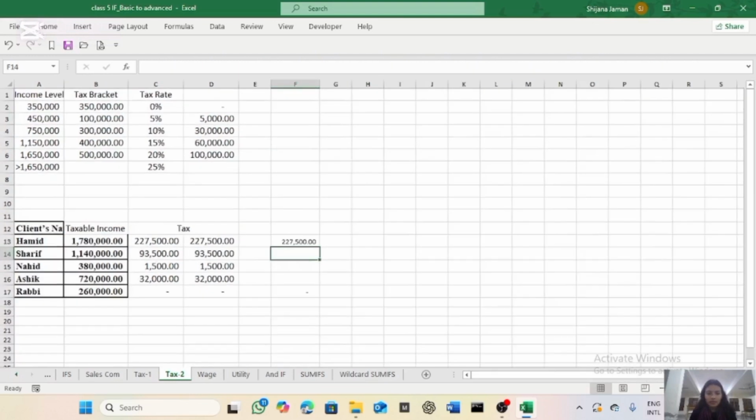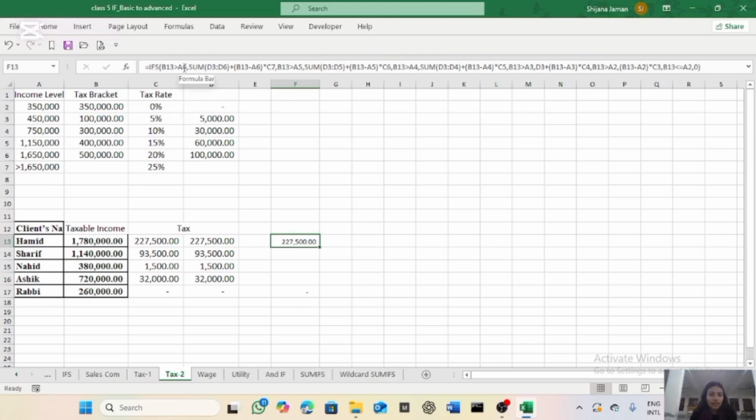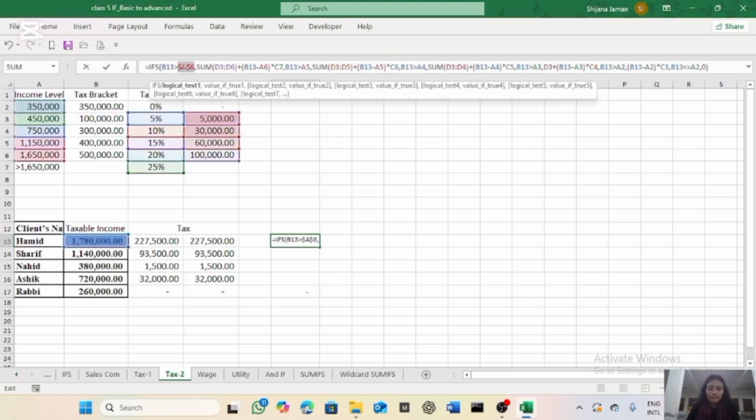If we zoom in, this is our income tax. Now we have to freeze it. Without freezing our basic logical test 17,80,000, we freeze our remaining cells, these cells.